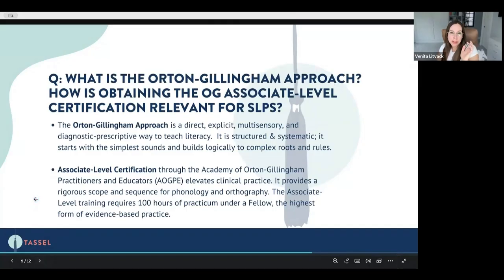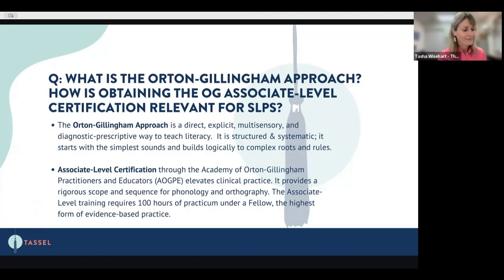So we kind of briefly talked about it, but how is obtaining that associate level certification relevant for SLPs? I think, like I said, Orton-Gillingham itself is a very direct, explicit, multisensory approach. If they have a word like cat, they can write it with their finger, in sand, or in shaving cream, just to get that multi-sense. And then they say the sounds, /k/ /a/ /t/. That's the basic structure, and then it just builds and builds.